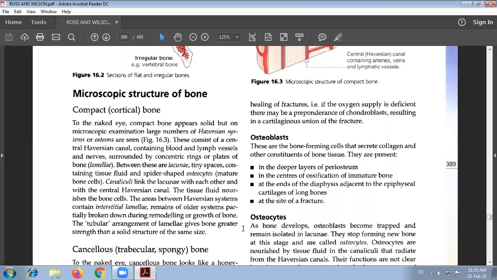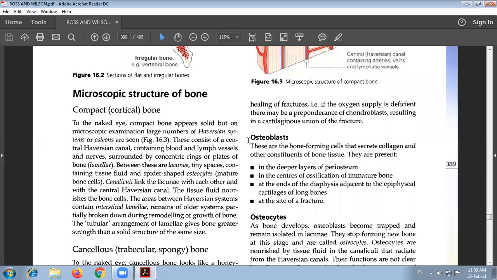That is, if the oxygen supply is decreased, there may be a preponderance of chondroblasts resulting in the cartilaginous union of the fracture. So we can see if there is less oxygen supply, this will affect the healing of the fractures when we have any type of injury of the bone.